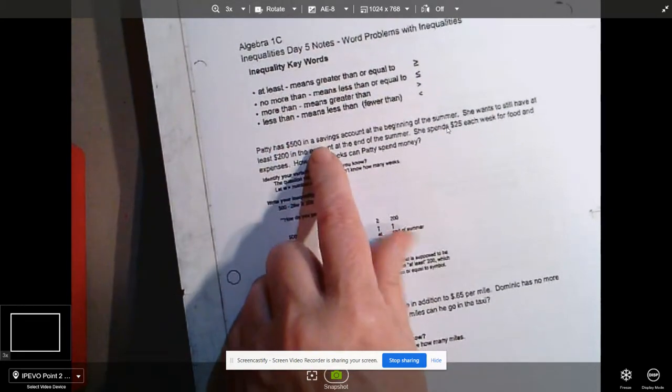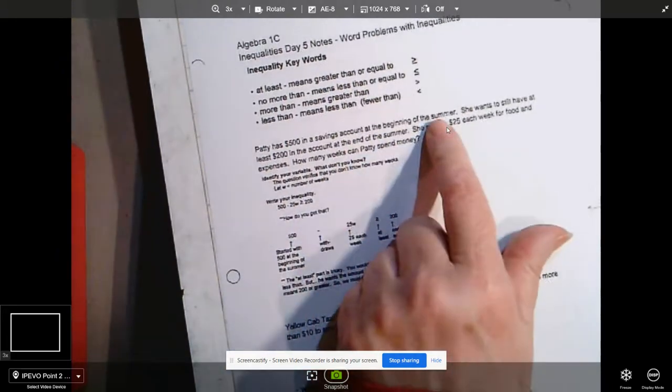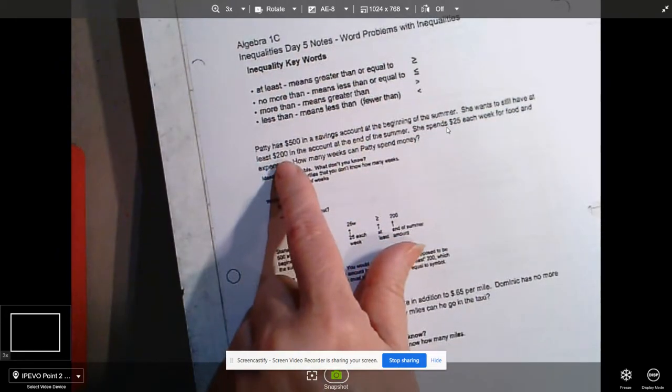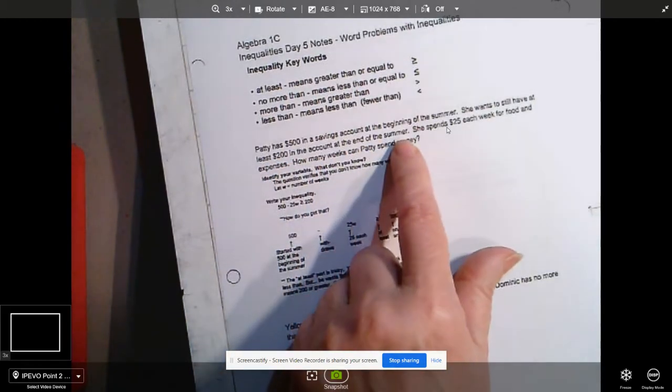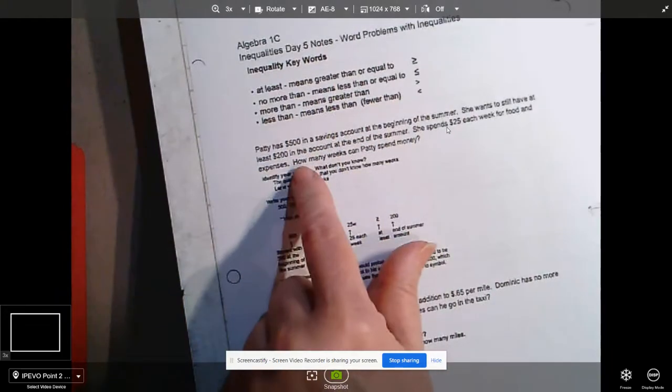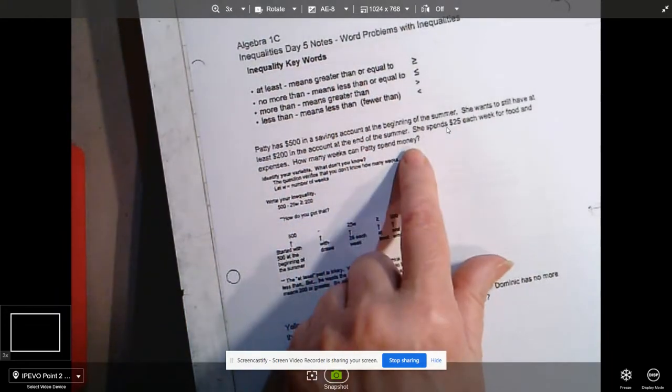Patty has $500 in a savings account at the beginning of the summer. She wants to still have at least $200 in the account at the end of the summer. She spends $25 each week for food and expenses. How many weeks can Patty spend money?